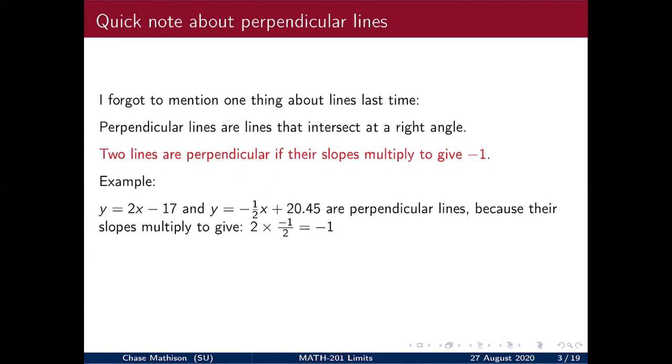As an example of two perpendicular lines, if you have the line y equals 2x minus 17 and y equals -1/2 x plus 20.45, these lines are perpendicular because if I take the slope of the first one, 2, and multiply by the slope of the second one, -1/2, I get -1, right? So that's how you check to see if these lines are perpendicular. The intercept does not matter, okay? The y-intercept has no effect on whether two lines are perpendicular.